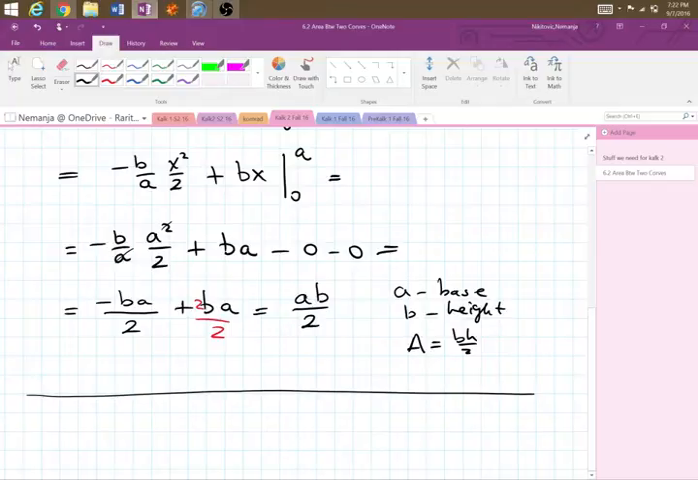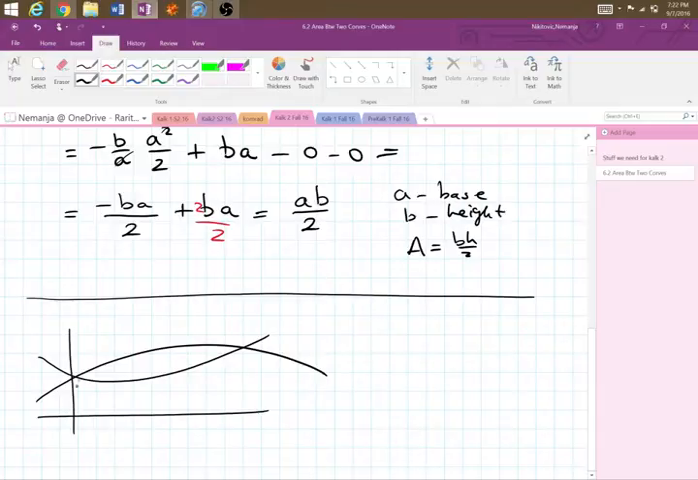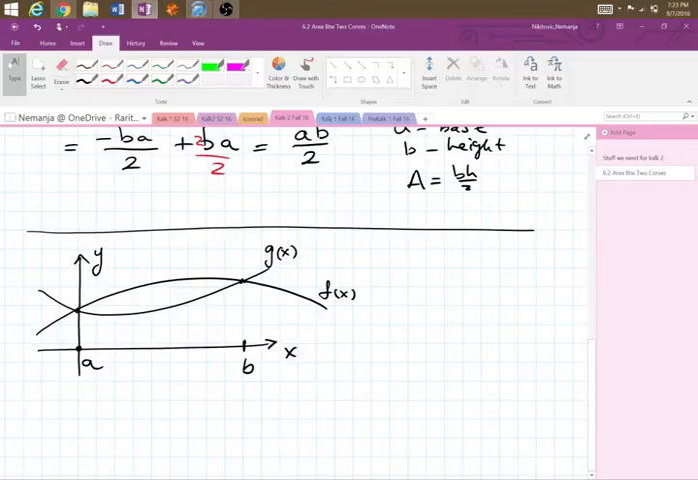So now going to Calculus 2, I'm going to introduce two functions. Between a and b. This is going to be my f of x. This is going to be my g of x. And I would like to know what is the area right here. What is this area?